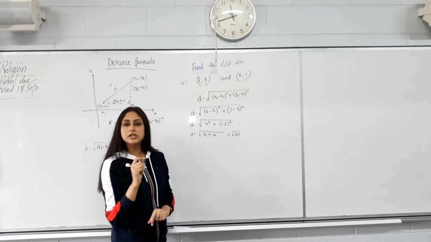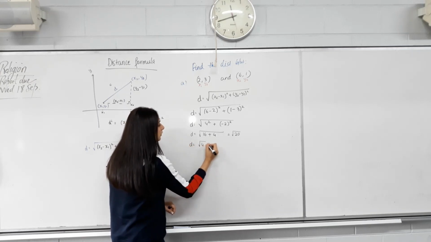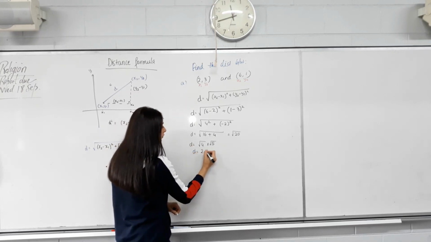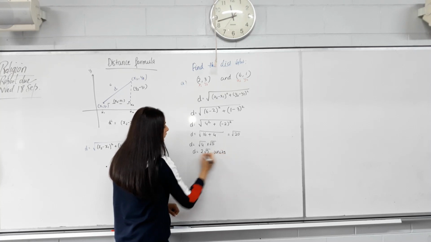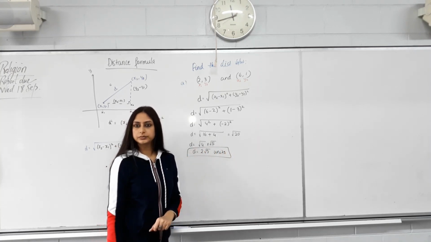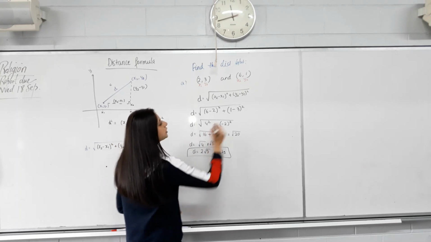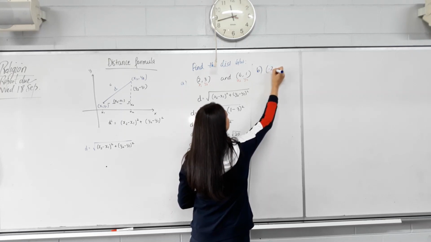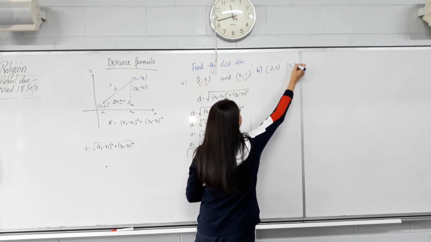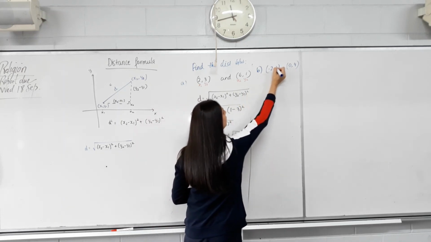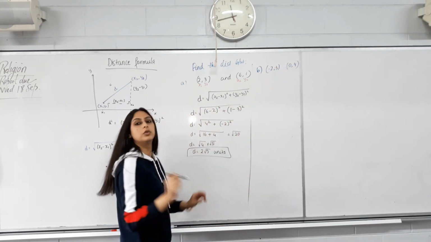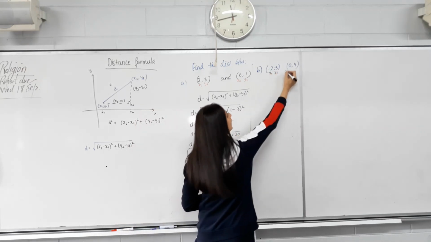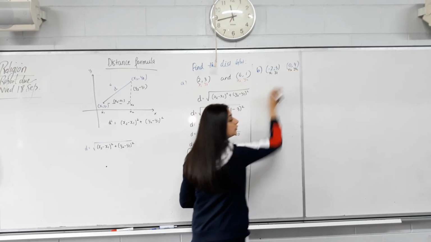Remember how we simplified surds? What can 20 be written as? Root 4 times root 5? What's root 4? 2. You just write 2 root 5 units. Make sense? Now, let's do another example. Let's make it both negative. Now, steps are the same. Label x1, y1, x2, y2.